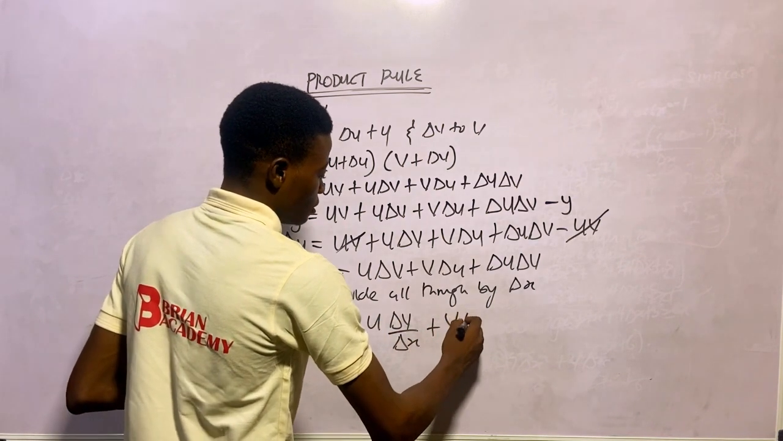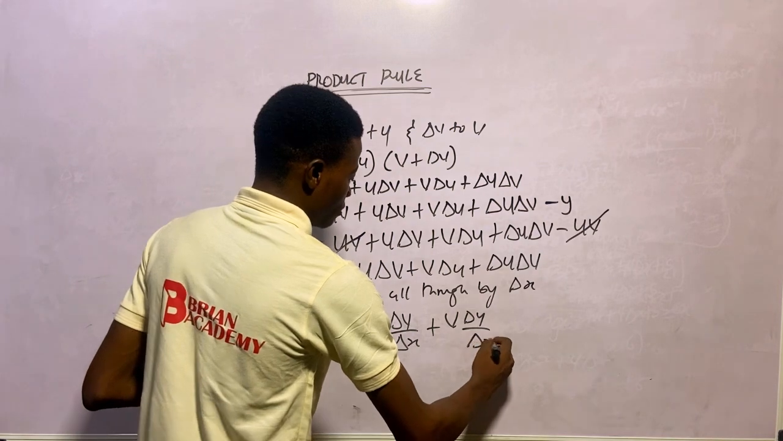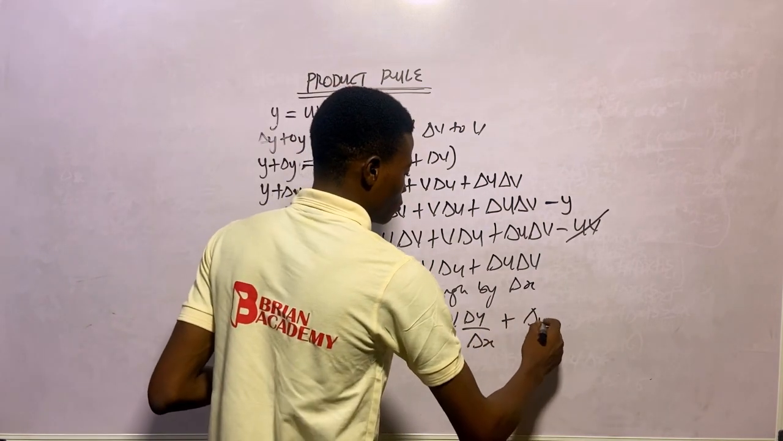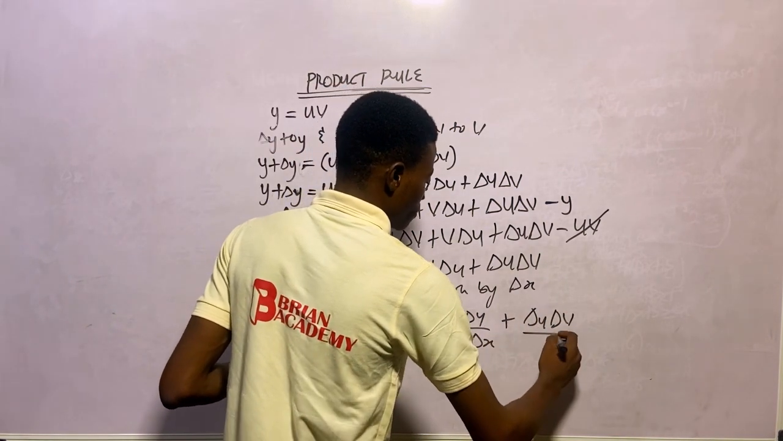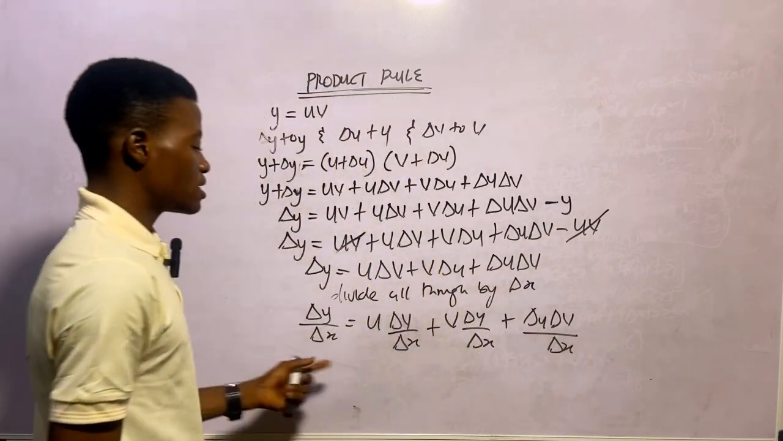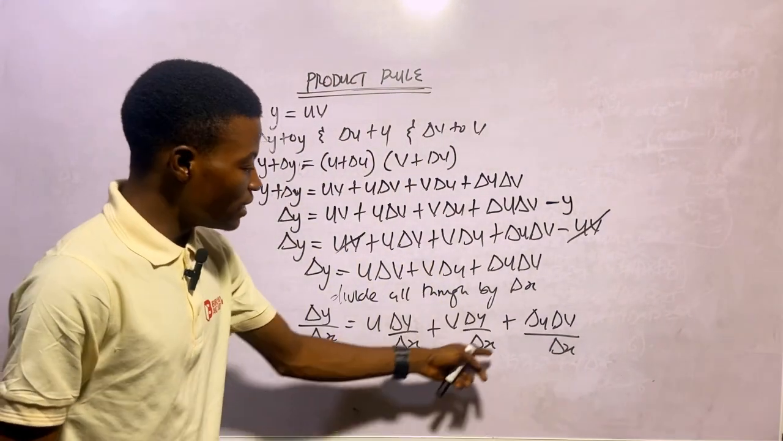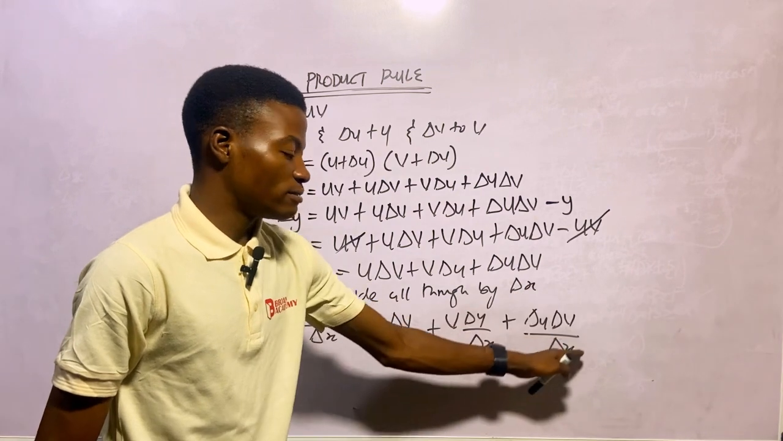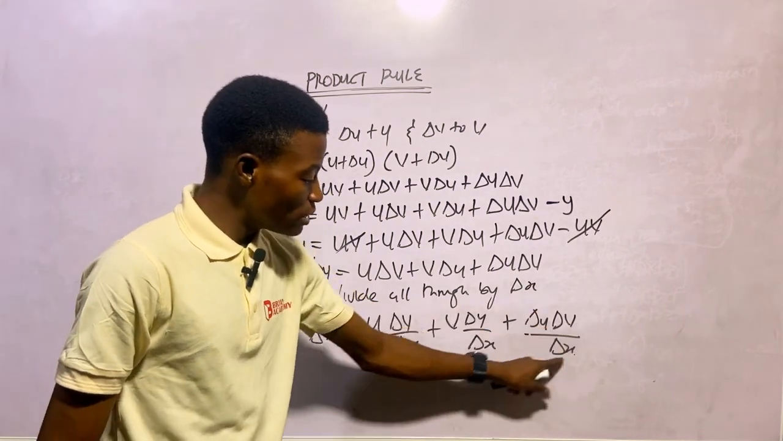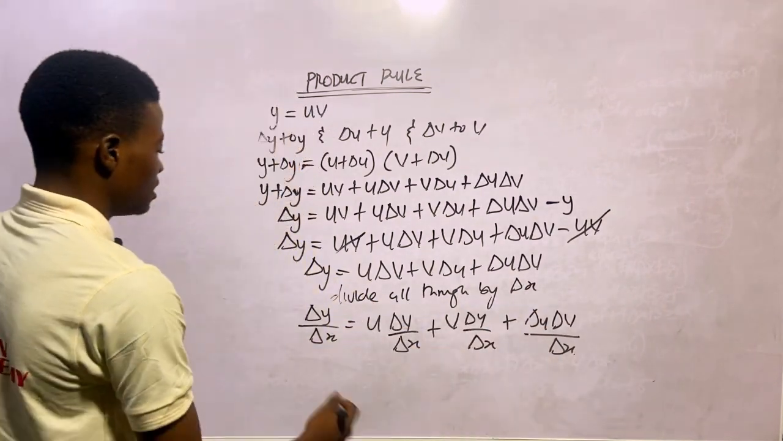Plus v du dx, right? Then plus delta u delta v divided by the change in x. Now, this is actually what I need. Then here, how can I eliminate this function? In order to eliminate this term, I'm going to take limits.